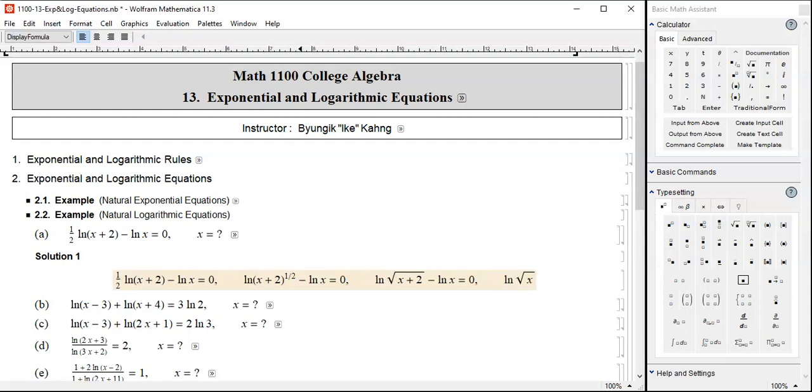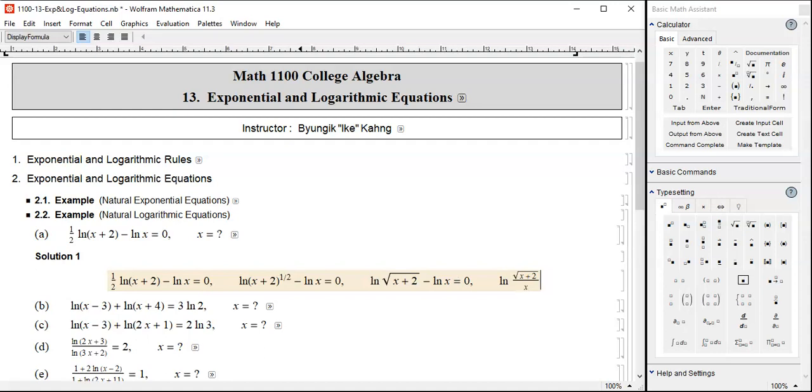Log of square root of x plus 2 divided by x is 0. So we have a single logarithm in the left-hand side. In the right-hand side, we just have a constant. Is it better? Yes, it is. It is indeed better because we can remove the logarithm by taking exponential of both sides. So if I do that, what do you get?